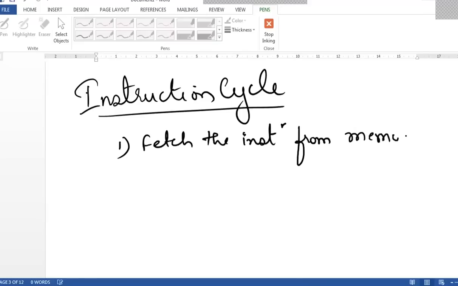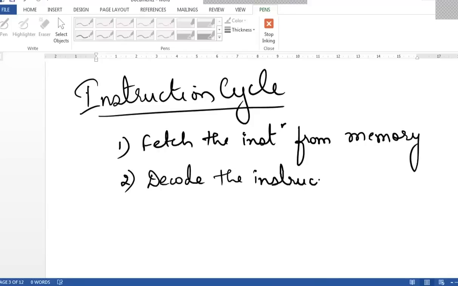When you want to execute some instruction, you need to first fetch the instruction from the memory. So that is the first part. Second part is you need to decode the instruction. Whatever instruction is there, you need to identify what type of instruction it is, whether it is memory reference, register reference, or input output instruction.